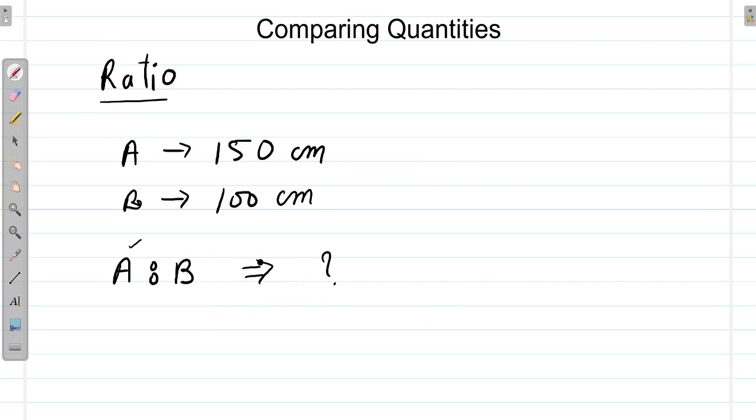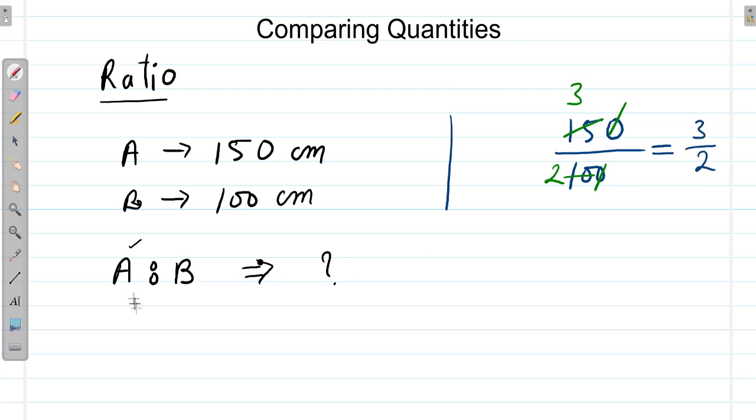Here is the solution. First, since we have to find the ratio of A is to B, A's height 150 is the numerator, divided by B's height 100, which becomes the denominator. Now reduce the common factor. Here 0 gets cut, then 5 threes are 15 and 5 twos are 10. After solving this, the value becomes 3 upon 2. So the ratio between A and B is 3 is to 2.